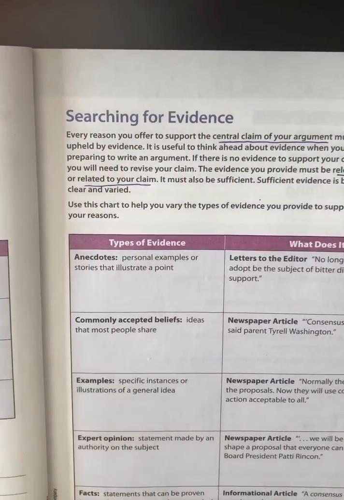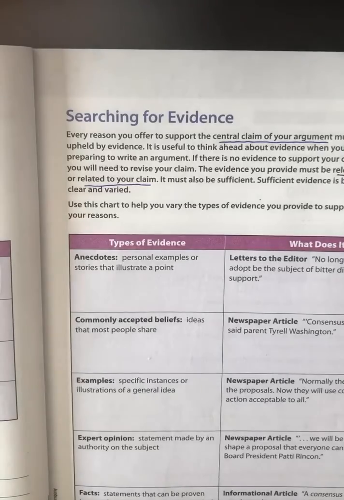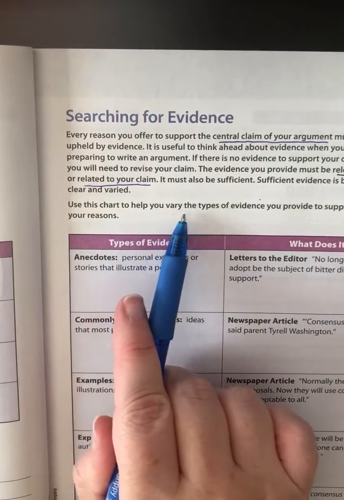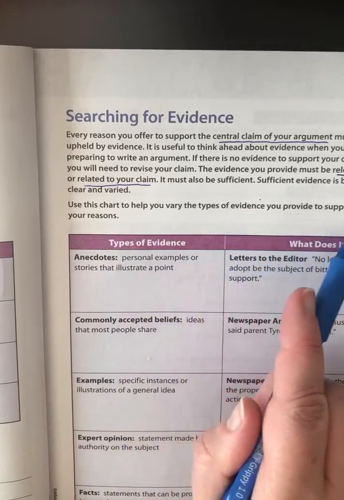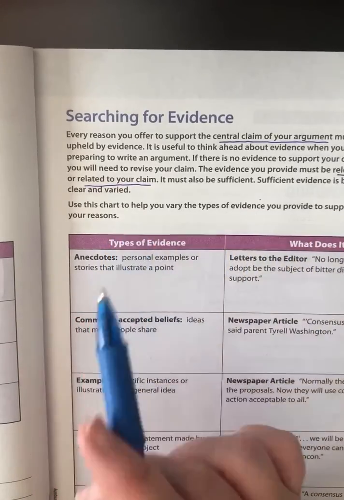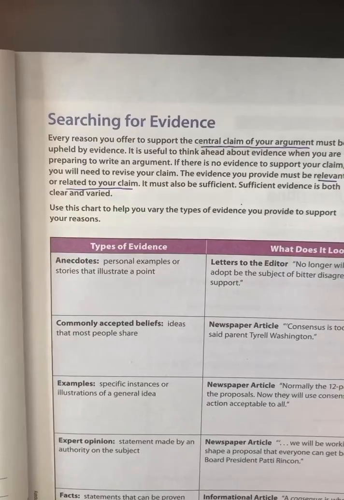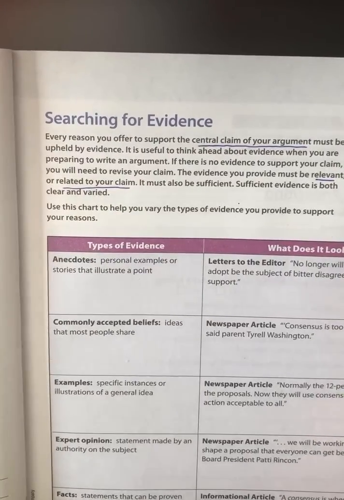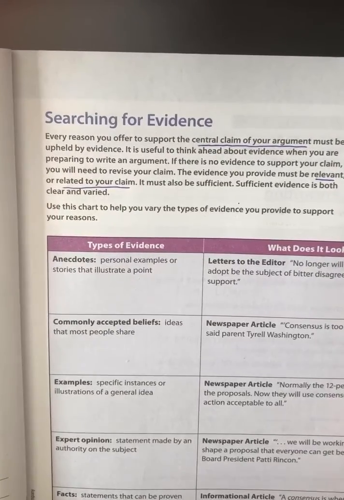It must also be sufficient. Sufficient evidence is both clear and varied. Use this chart to help you vary the types of evidence you provide to support your reasons. So if I were you, I would start thinking about this question: is it best to reach a consensus, or are there times where it's better to disagree?